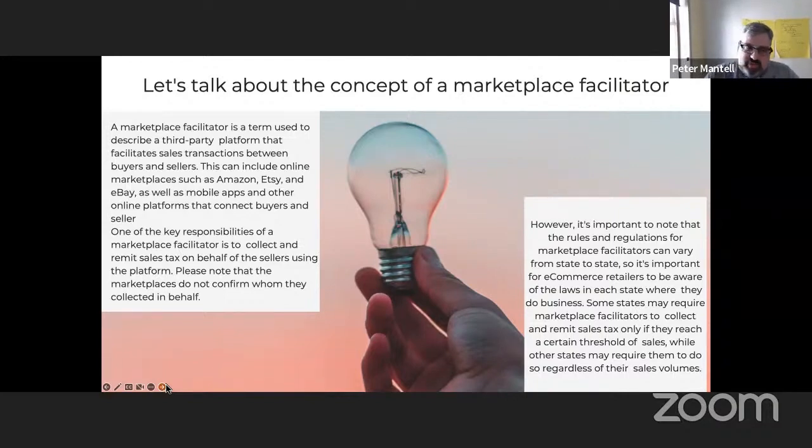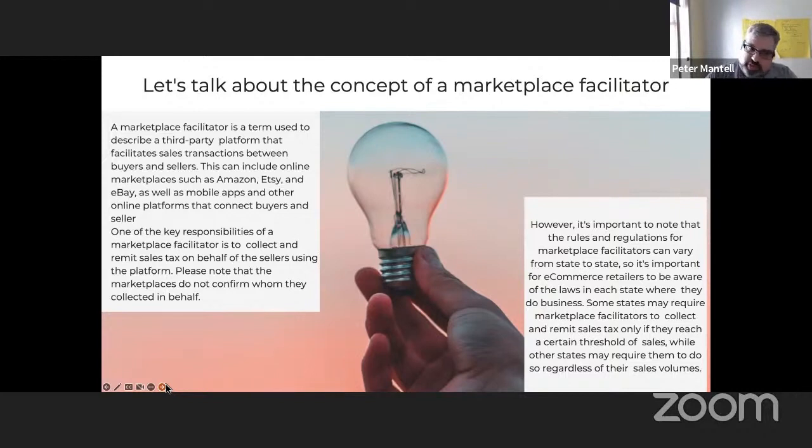So Marketplace Facilitator means that when you sell within certain platforms, Amazon, Etsy, or eBay, as an example, they may collect and remit on your behalf. Now, a lot of sellers get confused by this and say, well, I'm good to go, they're already doing it. The long and the short is that they never delineate, or never confirm, who they're collecting and remitting on behalf of. So the states have no clue if your business is actually in compliance or not.